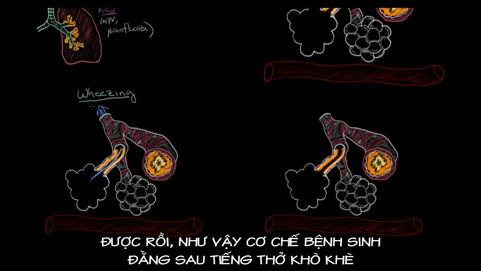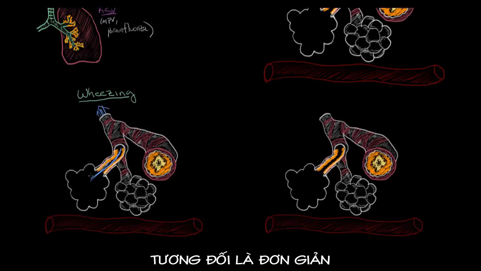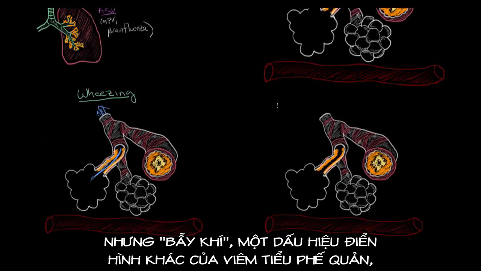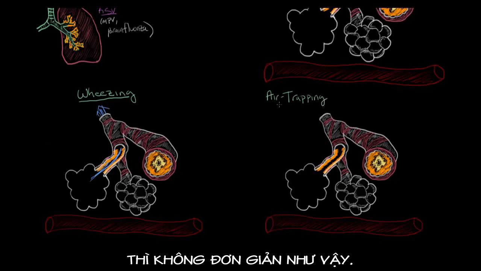Alright, so the pathologic mechanism behind wheezing is relatively straightforward. It's just air rushing through a narrowed space. But air trapping, another characteristic sign of bronchiolitis, is not quite so straightforward.